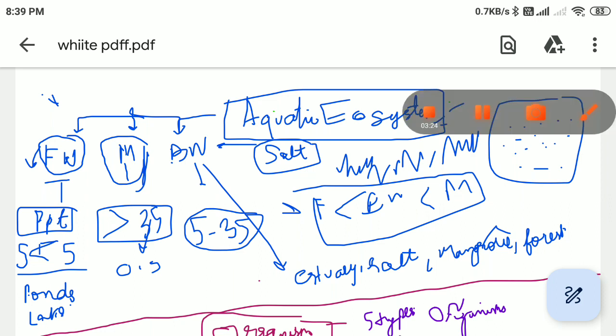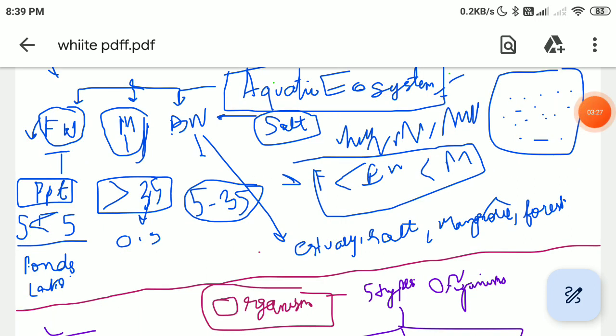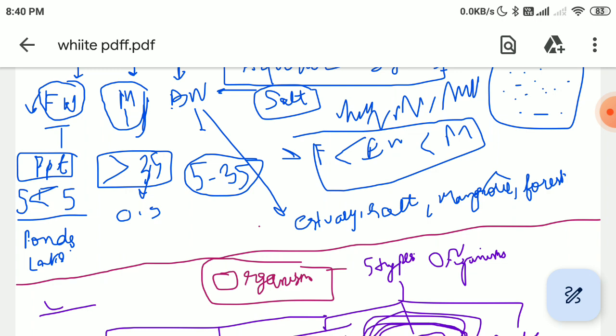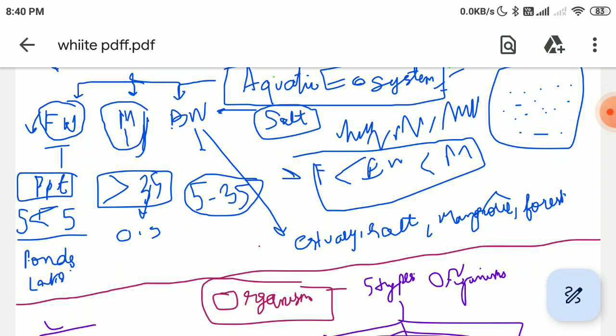Now, as you've seen on the screen, based on the salt content, we can classify the ecosystem as freshwater, marine, and brackish. I hope the concepts of freshwater ecosystem, marine ecosystem, and brackish water ecosystem are clear to you. You might see that the salt content of marine ecosystem is larger than brackish water ecosystem, which is finally larger than freshwater ecosystem. So we have learned about the types of ecosystem.